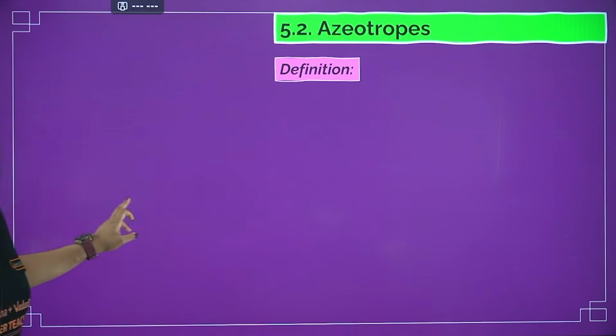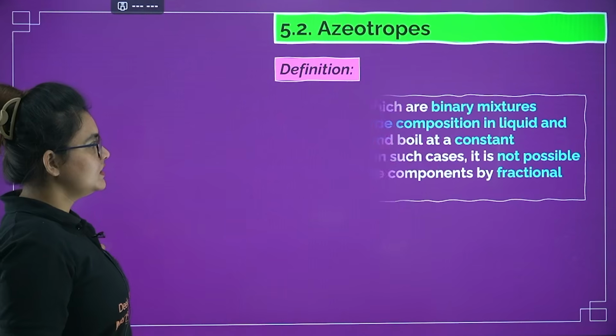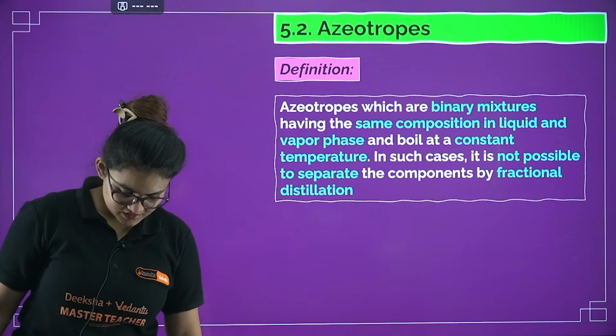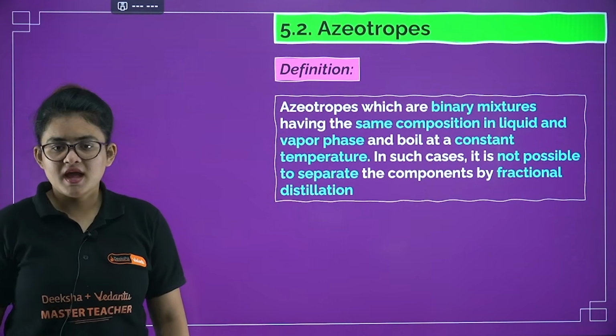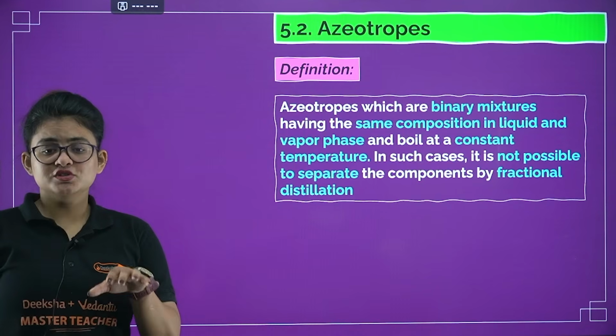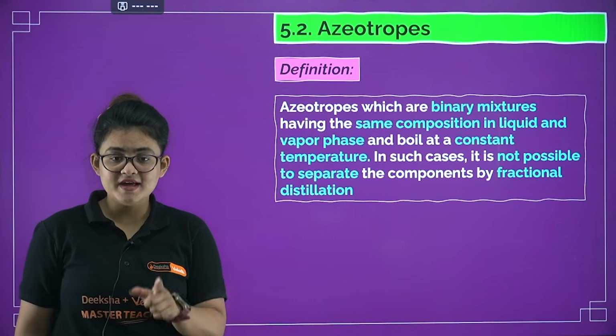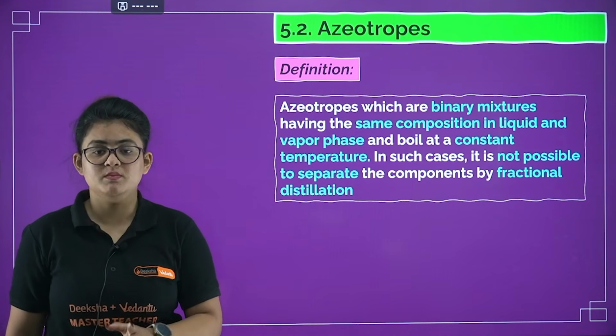Azeotrope's definition is very important. So what is an azeotrope? It is definitely a binary mixture, having the same composition in the vapor phase and in the liquid phase as well, and it boils at a constant temperature.